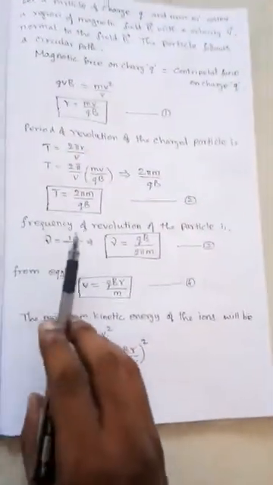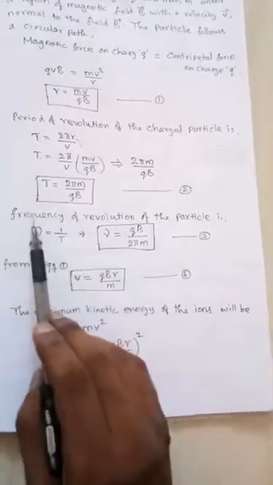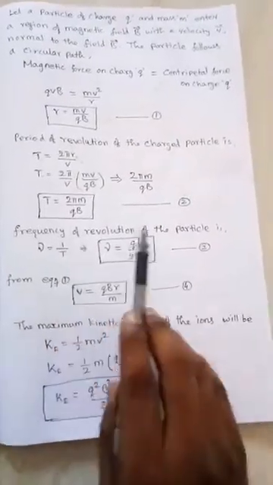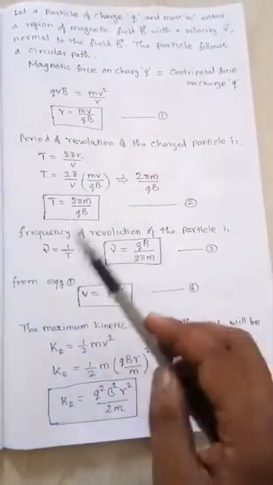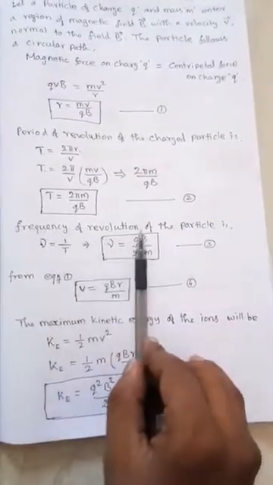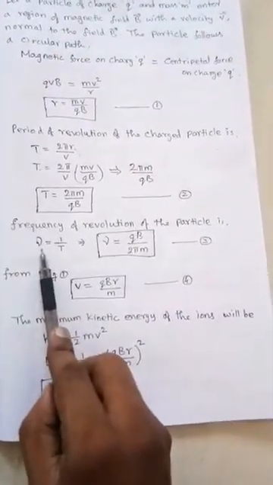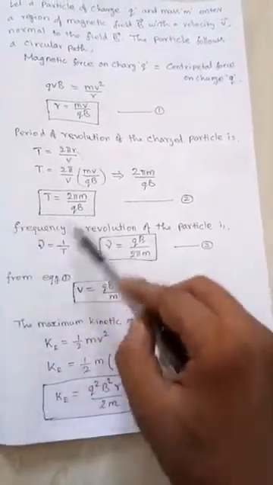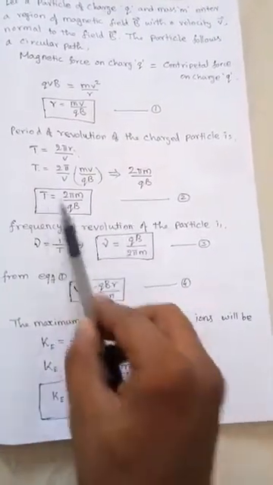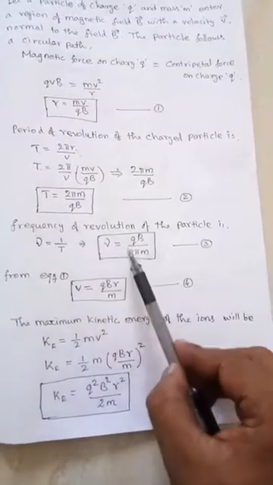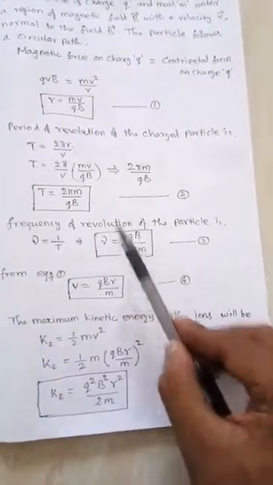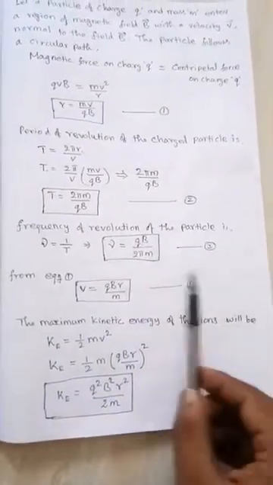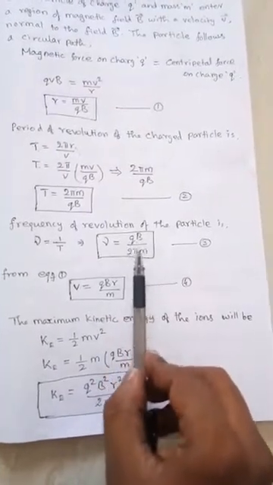So how do we find the frequency of the revolution? After the time period, you can easily calculate the frequency of the revolution, because frequency depends on the energy. If you want to increase the energy, you increase the frequency. The frequency of revolution nu is inversely proportional to the time period, so it is the reciprocal of T. Reciprocal gives qB by 2 pi m. So the frequency is equal to qB by 2 pi m.